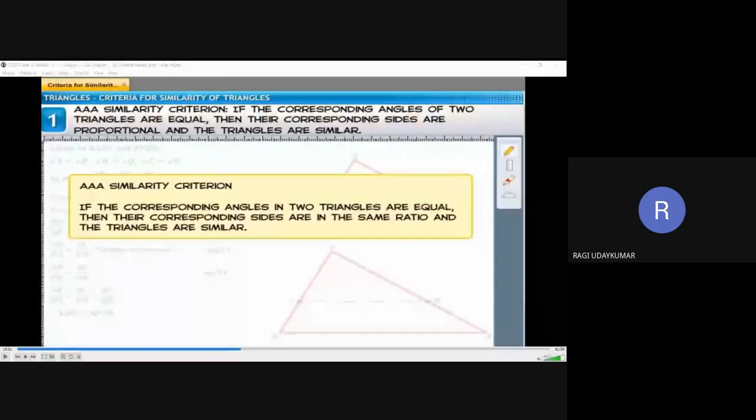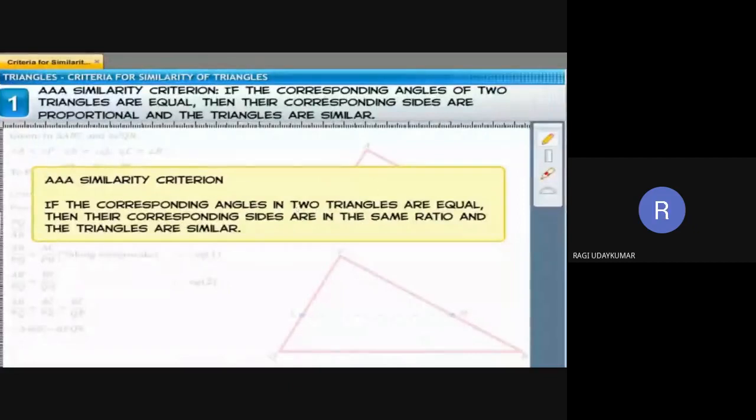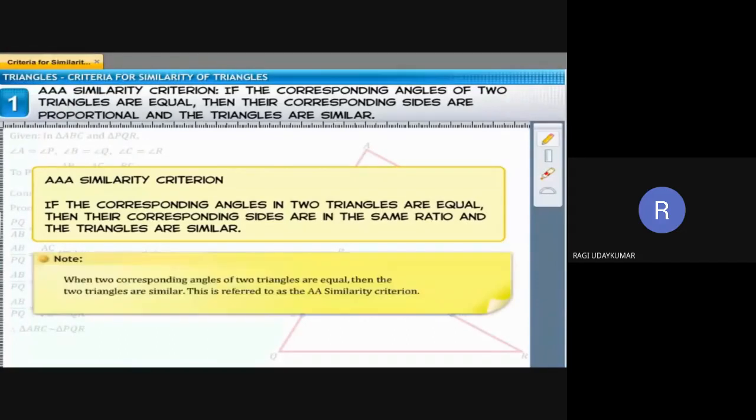Okay, did you understand that? Yes, sir. So this is the AAA criterion. Now is it visible? Yes, sir. So now this is the AAA criterion, AAA similarity, and it's a proof here. Corresponding angles equal means we have proved that sides are proportional. So angles equal means sides proportional.